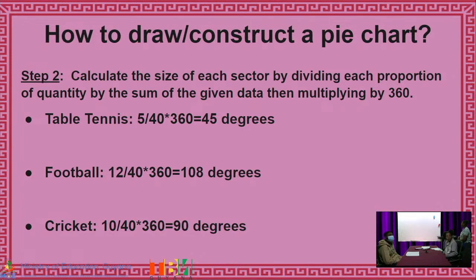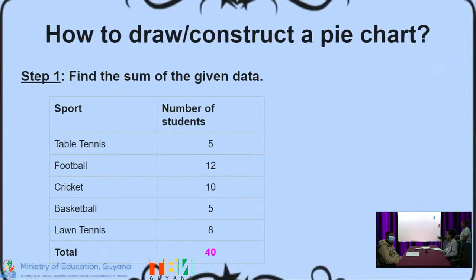Aliyah, how to draw or construct a pie chart. Step 2: Calculate the size of each sector by dividing each portion of quantity by the sum of the given data, then multiplying by 360. Table tennis is 5 divided by 40 times 360. Okay, stop there. So, do you know how we got the 5?